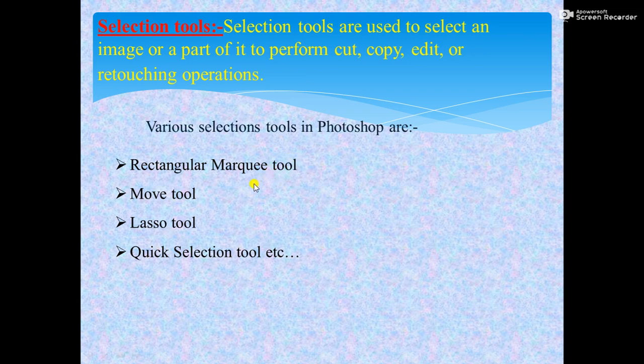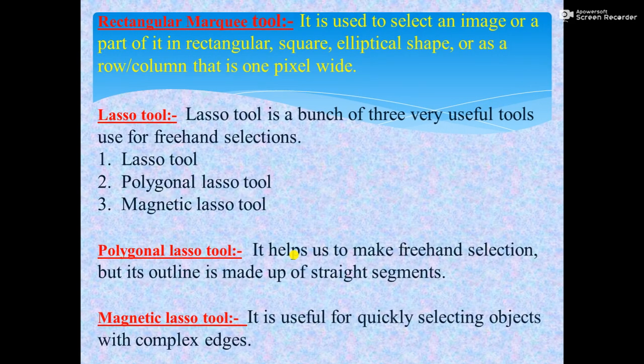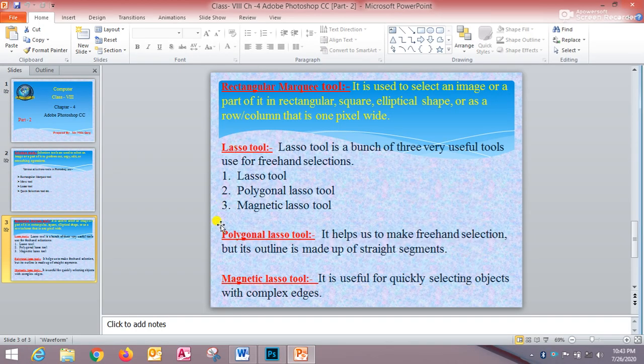First one is rectangular marquee tool, second is move tool, third is lasso tool, fourth is quick selection tool, etc. Now the next tool is rectangular marquee tool. What is the use of rectangular marquee tool? Rectangular marquee tool, it is used to select an image or a part of it in rectangular, square, elliptical shape or as a row column that is 1 pixel wide. Means we can select an image or a part of it in rectangular form, square form, elliptical or circular form.